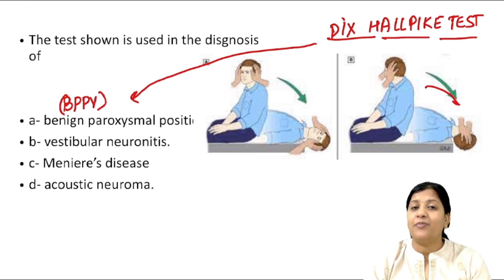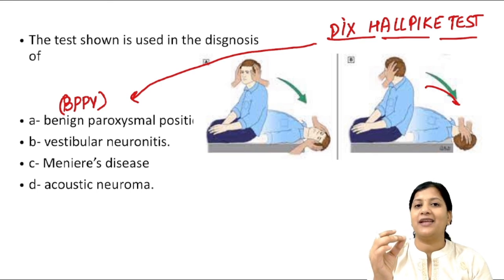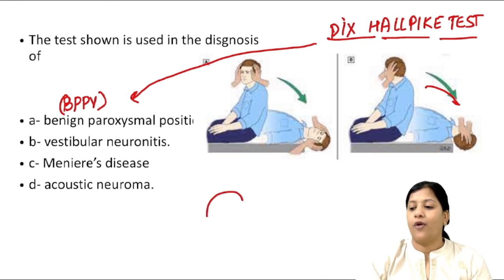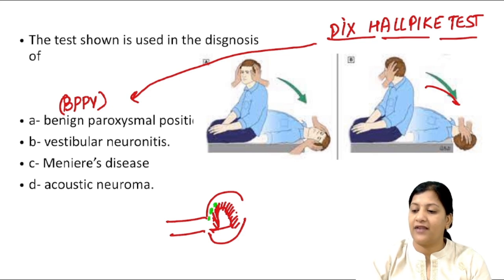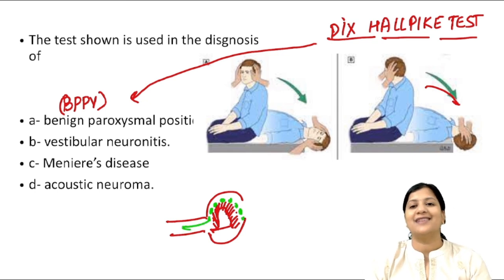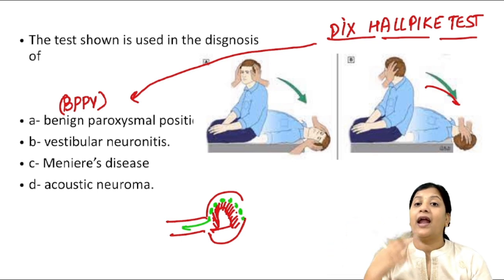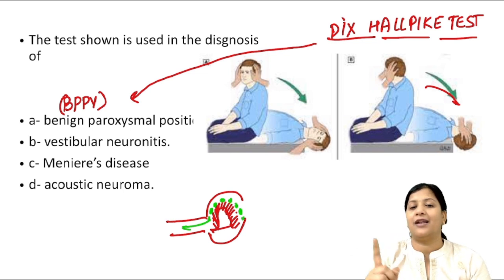So what is happening in this BPPV? There is displacement of otolith from the crista ampullaris. We have the crista, which is the receptor in the ampullated end of the semicircular canal, and overlying that we have small crystals of calcium carbonate. If they get displaced and the otolith enters the semicircular canal duct, it will result in vertigo and nystagmus. And how do we diagnose this? Which is the diagnostic test? It's the Dix-Hallpike test.